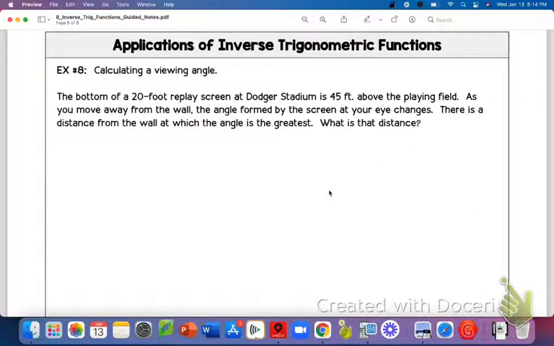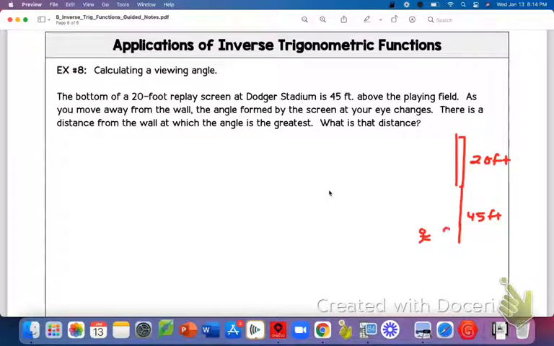Okay, last one. Good old word problem. Let's get our brain wrapped around what's happening here. We have the bottom of a 20-foot replay screen at Dodger Stadium is 45 feet above the playing field. Okay, so here's my screen. It's 20 feet tall. But then it's also 45 feet above the playing field. As you move away from the wall, the angle formed by the screen at your eye changes. So we're here, we're moving away.